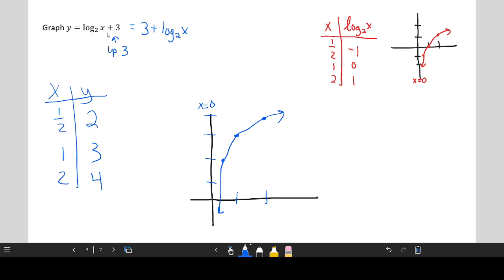With this function, we did not have a horizontal change. The input is still x. Remember, the plus 3 is done afterwards. So since the input is still just x, we still just want x to be greater than 0, and we can see that on the graph. It's approaching the line x equals 0. So the domain here is still just all positive numbers, like it was for our original log function.